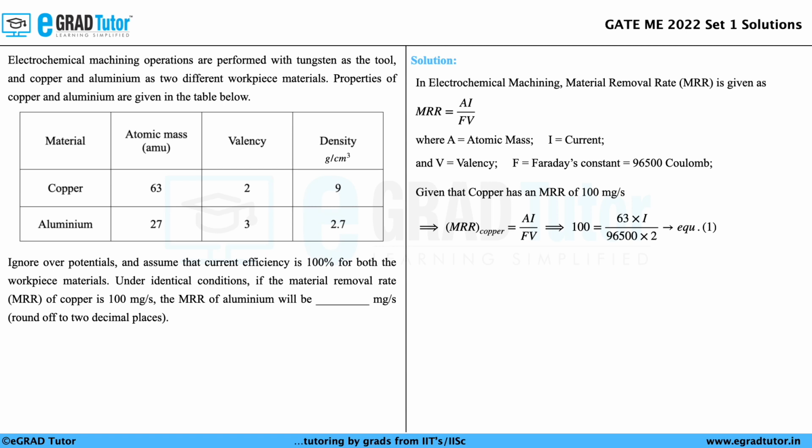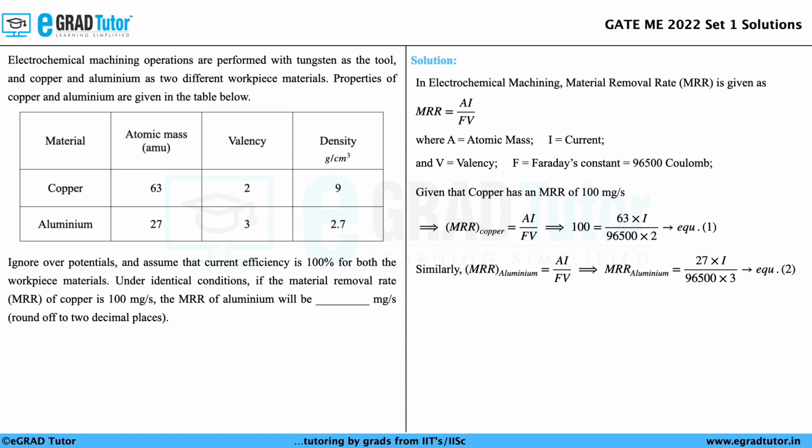Similarly, if we write the equation for material removal rate in aluminium, we get 27 times I by 96,500 times 3, where 27 is the atomic mass of aluminium and 3 is the valency of aluminium as per the given table. Let us take this as equation number 2.